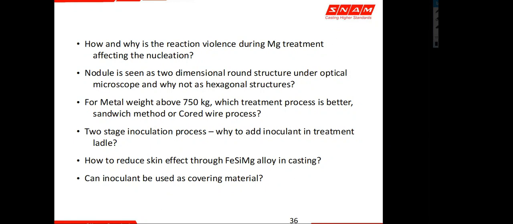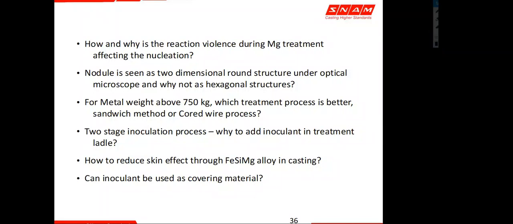The second question is, a nodule is seen as a two-dimensional round structure under an optical microscope, so why not as hexagonal structures? These are finer crystallographic lattices, crystallographic structures, which are to be seen under high magnification microscopes like a scanning electron microscope or transmission electron microscope. With a conventional optical microscope, which goes up to 500x or 1000x, we might not be able to see these hexagonal structures because these are ultra fine structures.